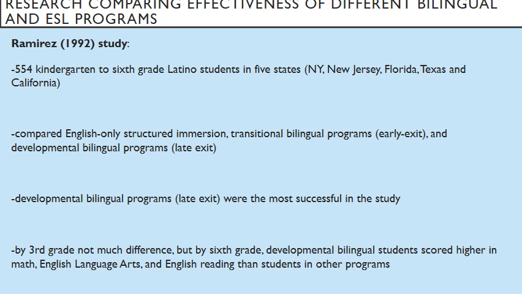And then, of course, developmental bilingual programs, which were late exit. So they were staying in bilingual programs and learning their native language as well as English up until at least the fifth or sixth grade.